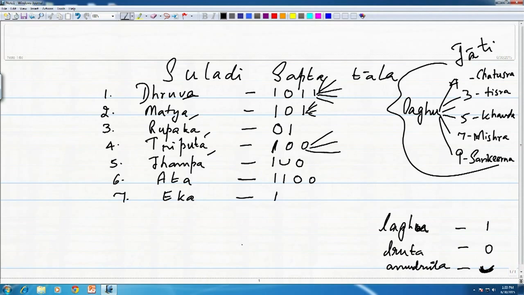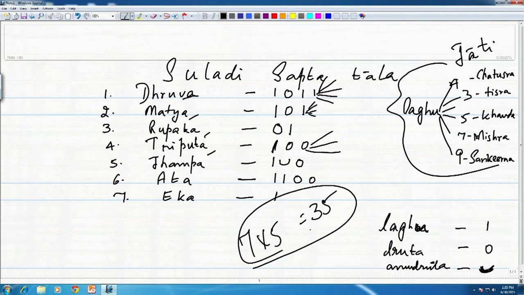So we have 7 into 5, 35 talas under the Suladi Saptatala scheme. And this is only the first level. Just to give you a quick idea of what the next level is, I will refer back to something that we spoke about some time ago, that is the concept of Akshara and Matra.